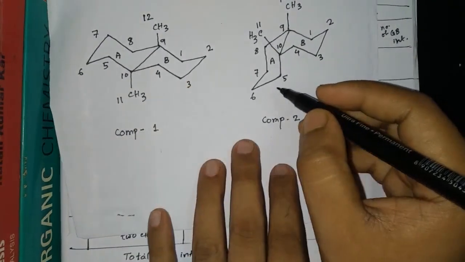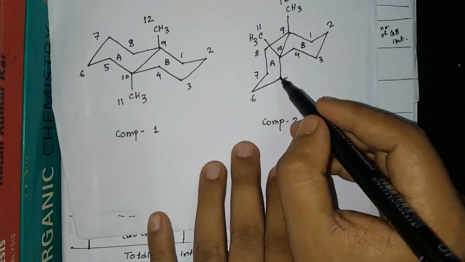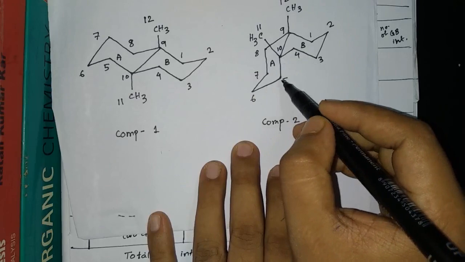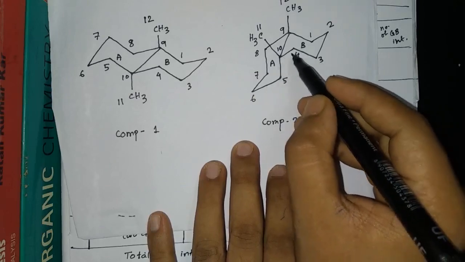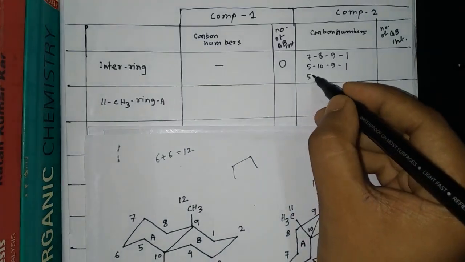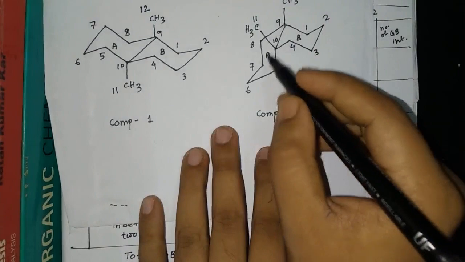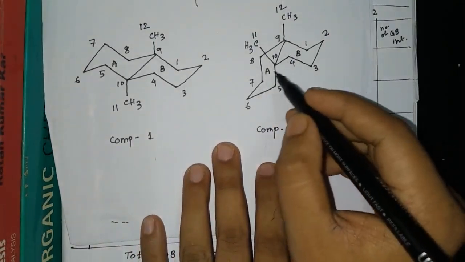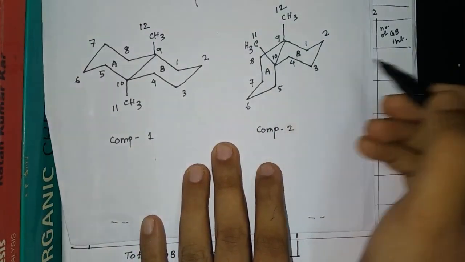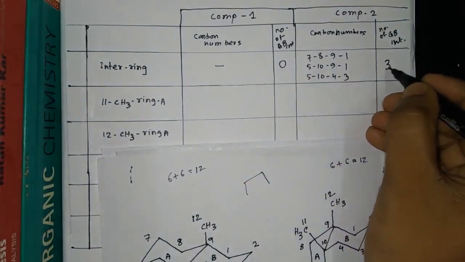And you can see here, this also has a Gauss-Butene interaction. So see 5, 10, 4, 3. So this also has a Gauss-Butene interaction. So guys, except these 3, are there any other Gauss-Butene interactions present between these two rings? Actually not. So therefore the number of Gauss-Butene interactions between the rings is 3.